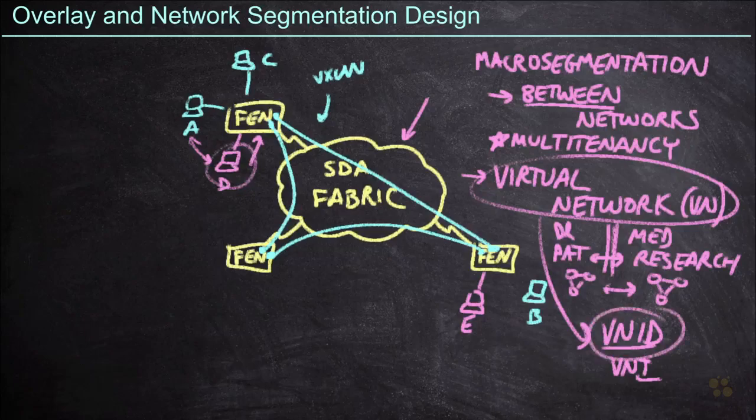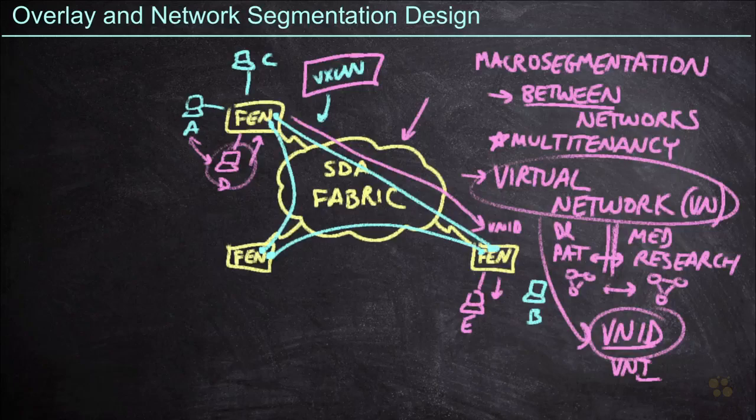That tag is going to be the virtual network identifier, which is embedded inside of the VXLAN header. That way, when the packet gets sent across the network to the fabric edge node on the other side, it will de-encapsulate that packet, check the virtual network identifier to make sure that it's going out the right interface, and then send it on appropriately.